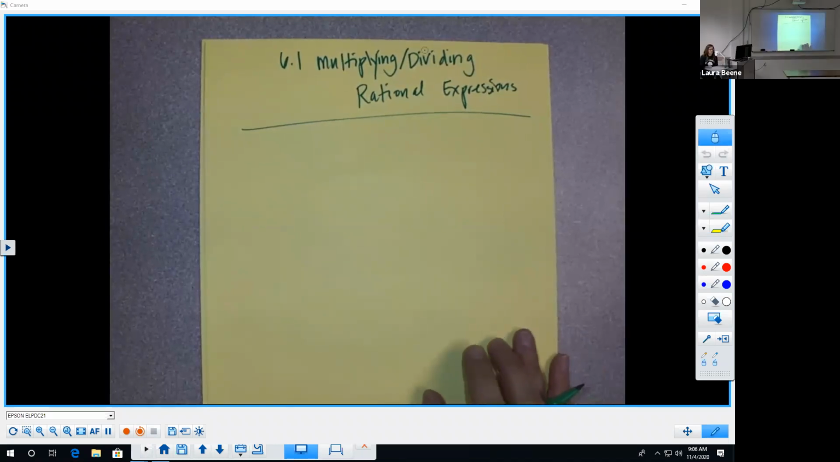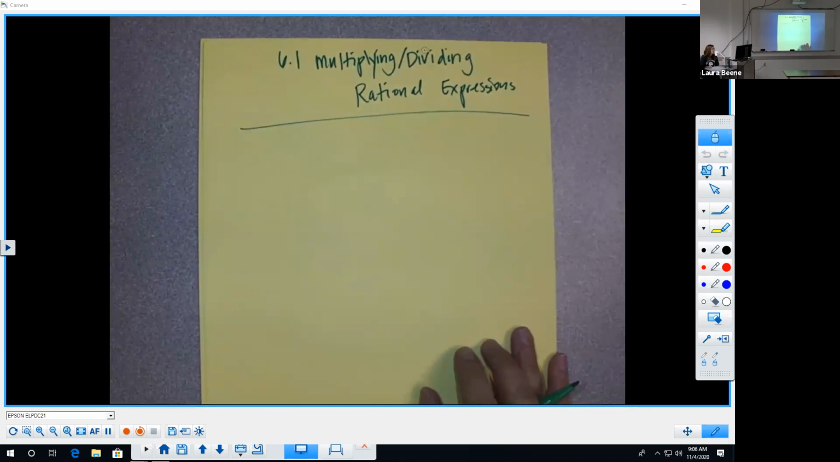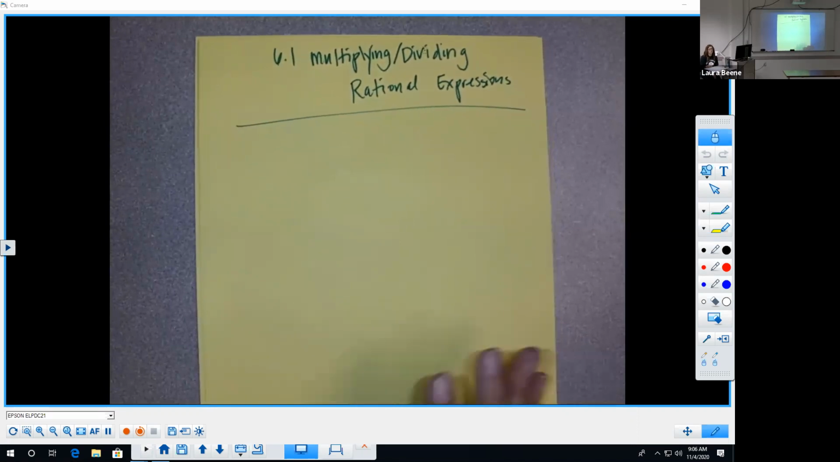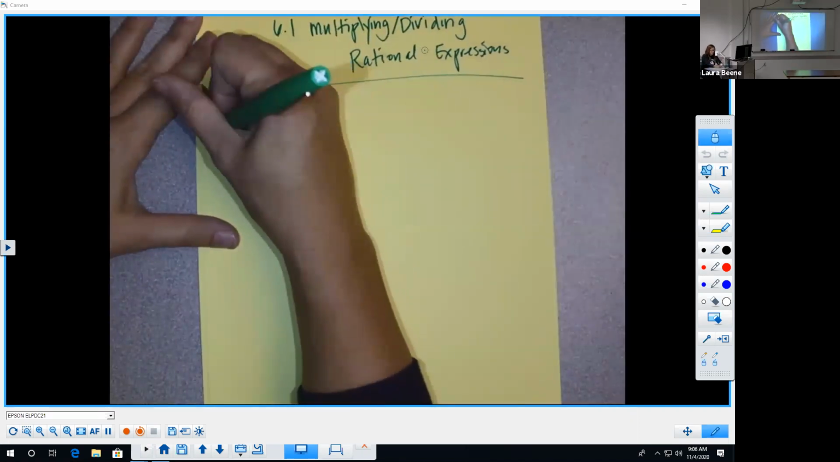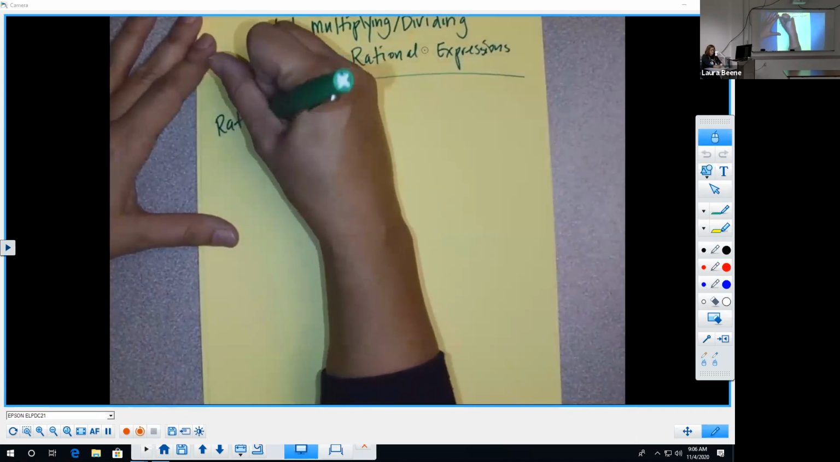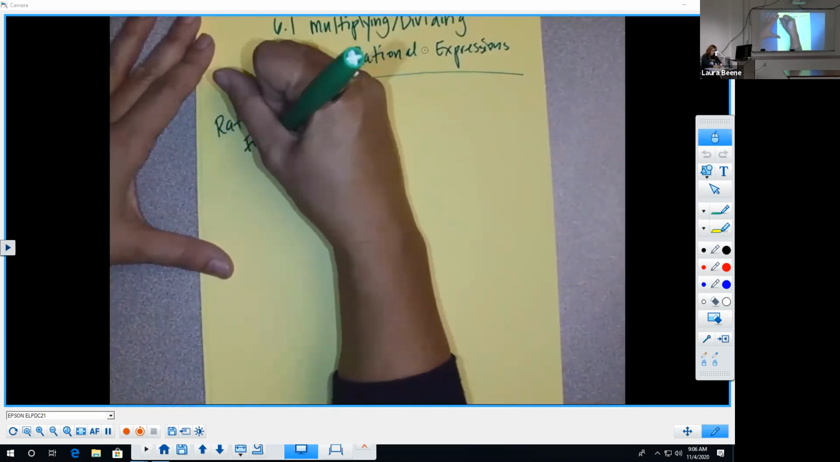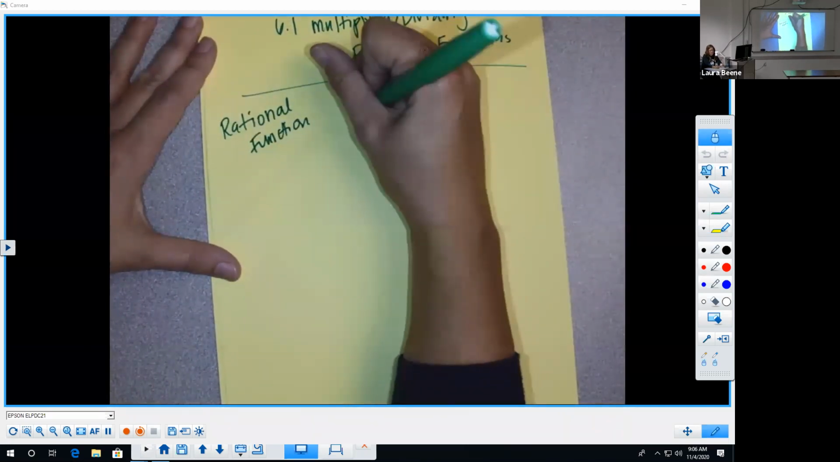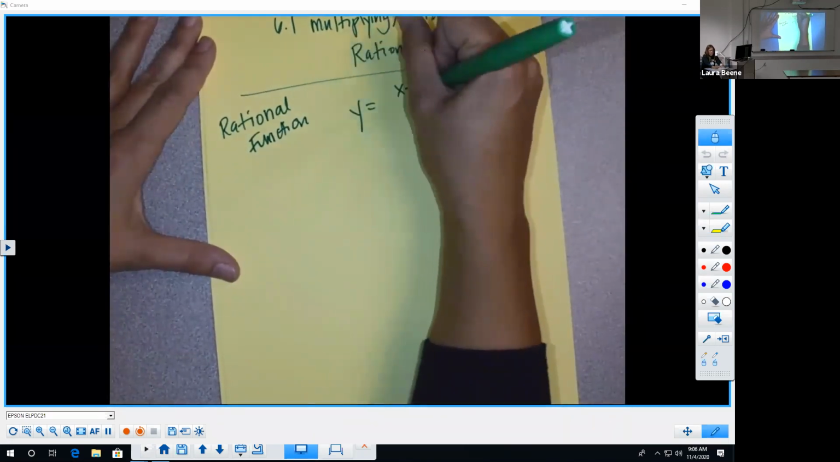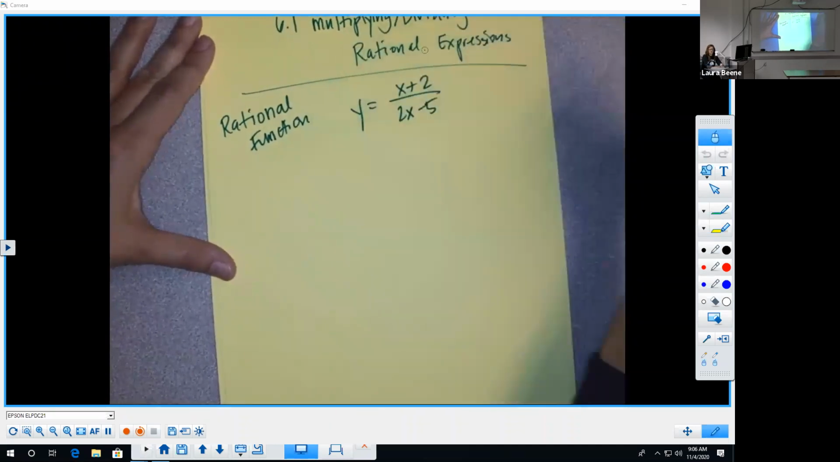Okay, so let's start off talking about what a rational expression is. A rational expression or rational function you've talked about in college algebra at this point. It is a fraction that has x's on top and bottom. So a rational function would be like y equals, I don't know, x plus 2 over 2x minus 5.